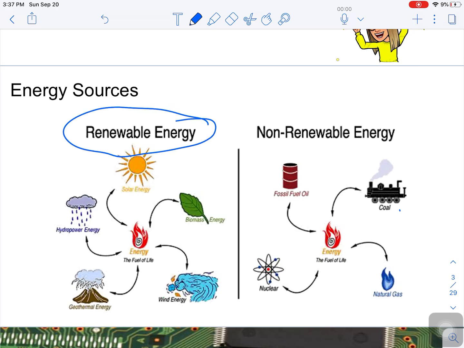Sometimes it comes from renewable energy sources, and those are sources that we've got an unlimited supply of. So I can take these original forms of energy, like energy from the sun, biomass, that's things that were once living, wind energy, geothermal energy, heat from inside Earth's crust, hydropower, and those energy forms can be transformed into electrical energy. So what's great about these is very little pollution, and we have an unlimited supply.